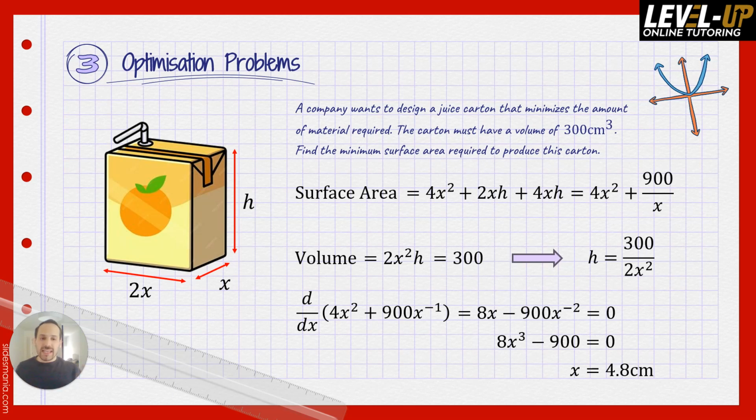Well, we could take that 4.8 and put it back into our little expression for h there. So h equals 300 over 2 times 4.8 squared. That will give us the height as well. So great, we now have all the dimensions of this carton. We now have the optimal shape of this carton that will minimize the surface area but still have 300 centimeters cubed of volume.